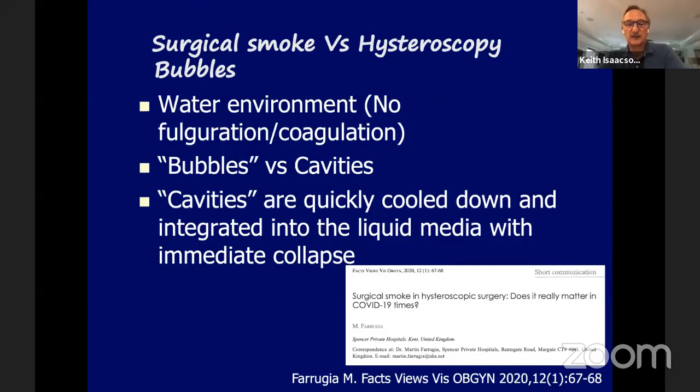So again, this is more data on the same: we're operating in a water environment, and these bubbles are within the cavities, and these cavities are quickly cooled down. We do know that what's in these bubbles from hysteroscopy are carbon monoxide, carbon dioxide, and hydrogen ions, and these are quickly absorbed because they're very soluble into the bloodstream, and they are exhaled through the lungs. So these are very safe, and they're not containing the COVID virus.